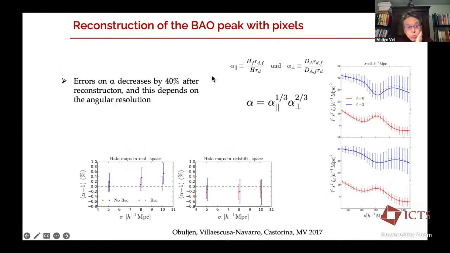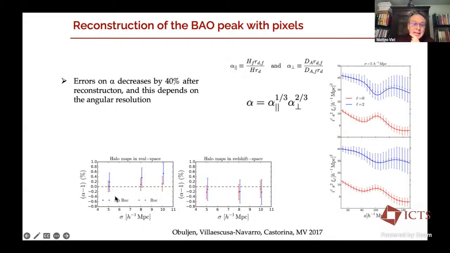And with Andrea Obuljen, we looked into this, and we had halo maps. These are called halo maps, but effectively, since the halos are carrying the 21 centimeter intensity, these are effectively like looking at our mock observable, right? And here we have the difference between the position of the peak in percentage with and without reconstruction. Sigma is the smoothing of the beam, if you wish.